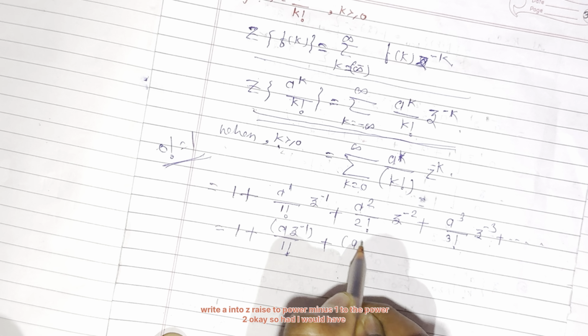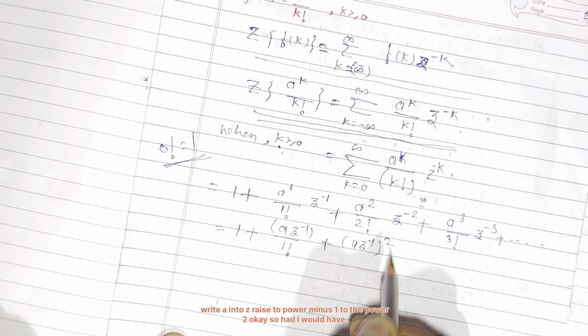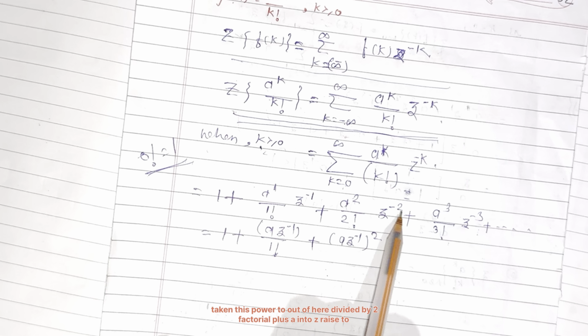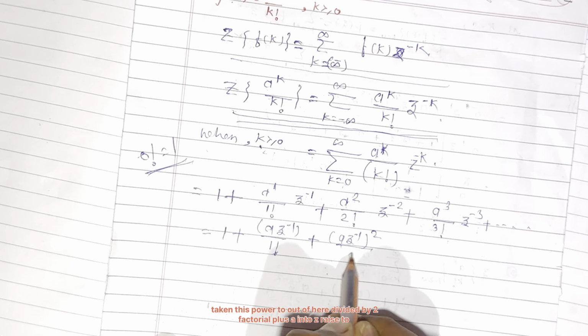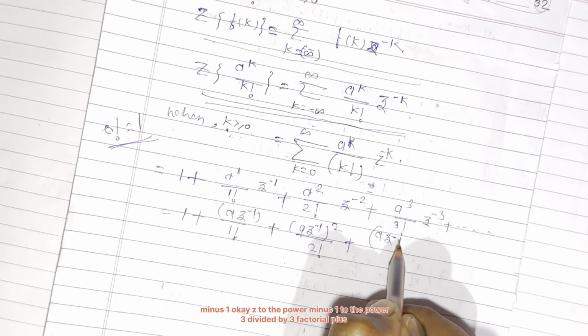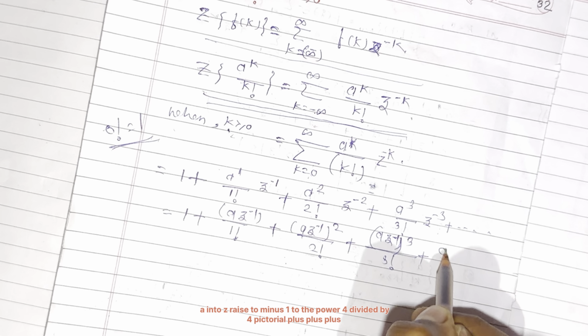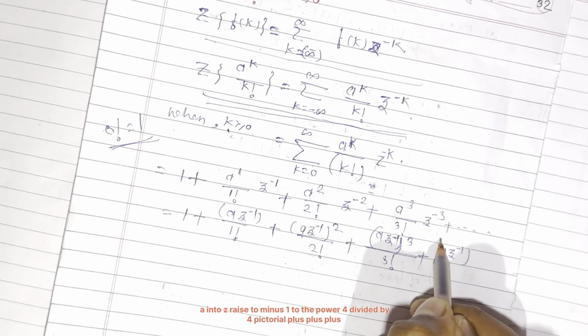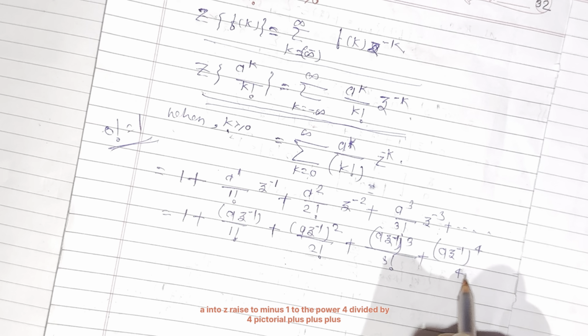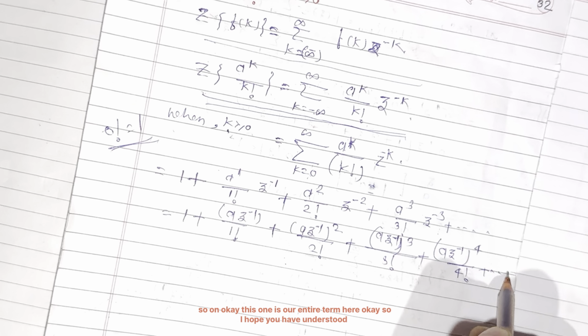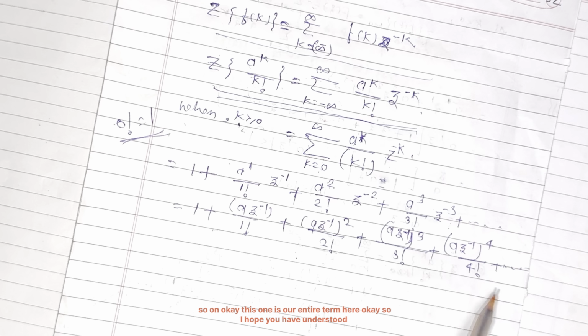So we write a into z raised to power minus 1, to the power 2. What I have done is taken this power 2 out of here, divided by 2 factorial, plus a into z raised to minus 1 to the power 3 divided by 3 factorial, plus a into z raised to minus 1 to the power 4 divided by 4 factorial, plus so on. This one is our entire term here.